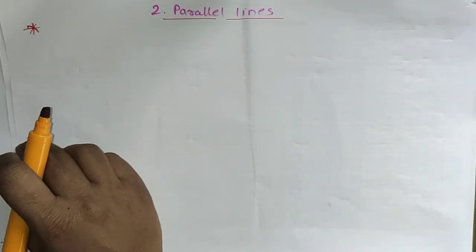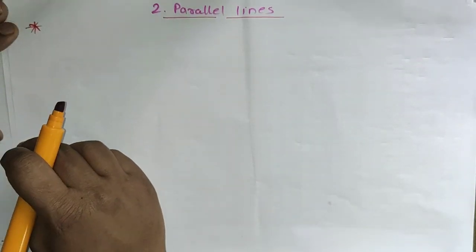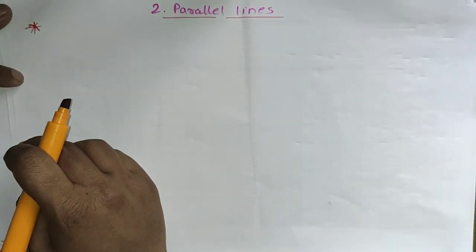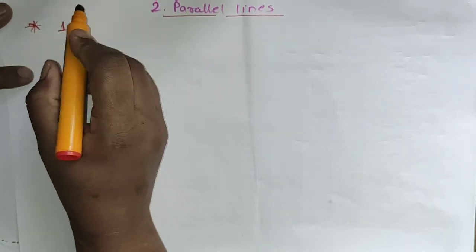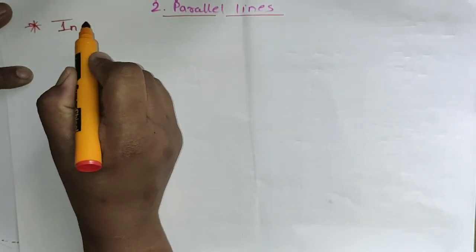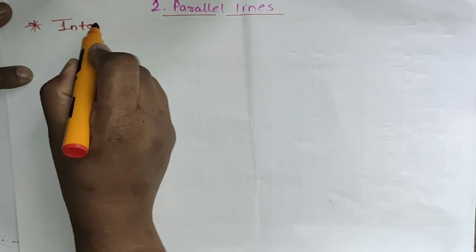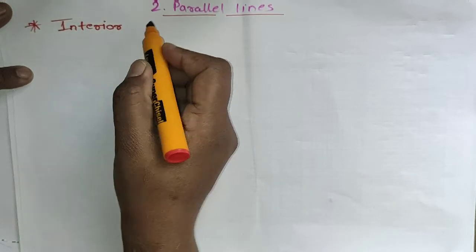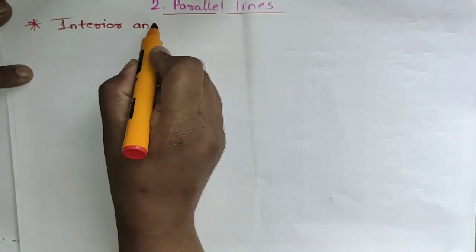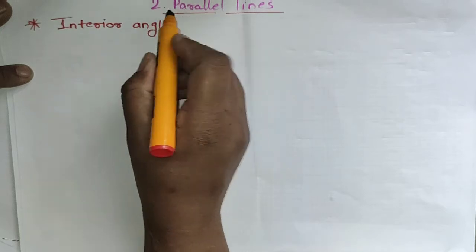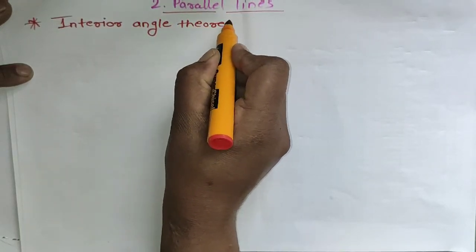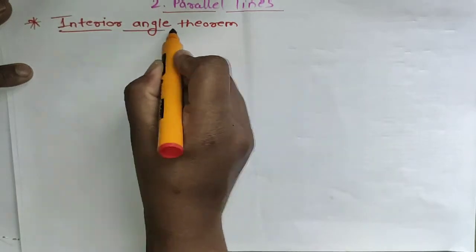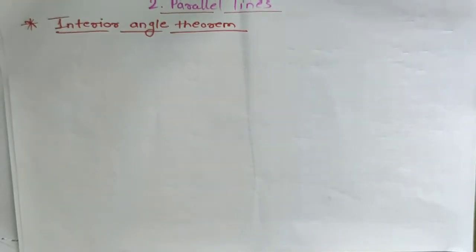Children, today we will see the theorem of interior angles. So we will see the interior angles theorem. The name of the theorem is important; you have to learn these names, because we have to use them as a reason for solving the examples. So whenever you are learning this theorem, learn it with its name. The name of this theorem is the interior angle theorem.